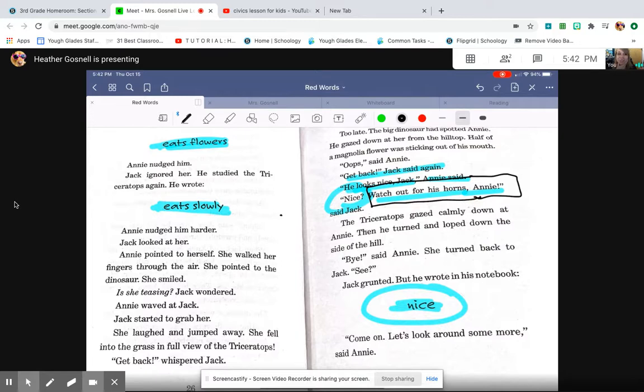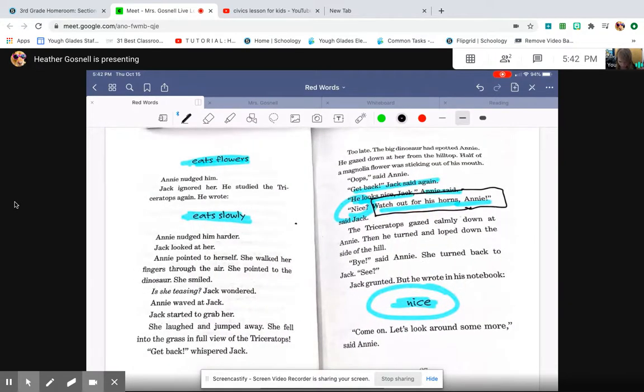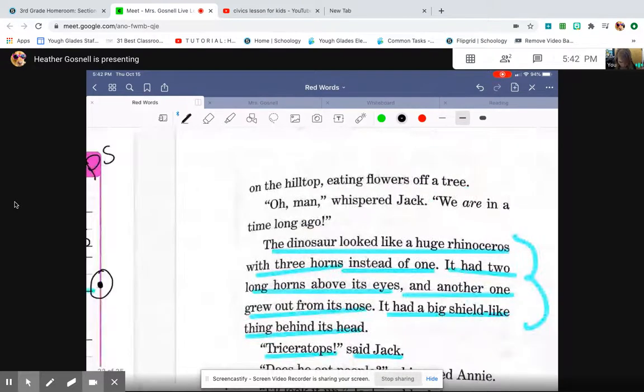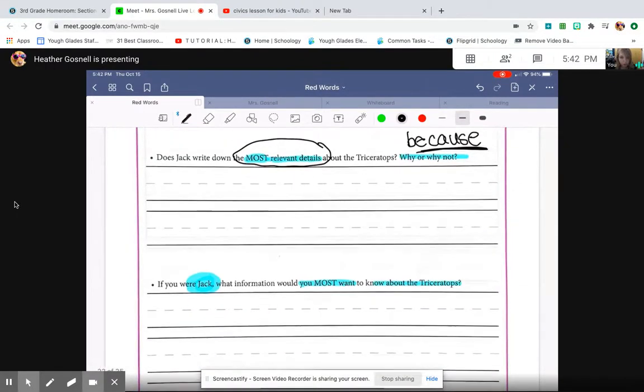I think Jack should research why the Triceratops has three horns and what they use them for. I think he should research that. What do you think? I bet there are more things in the text you could find out. Maybe Jack should research. Okay? Remember, you are Jack. What information would Jack most want to know about the Triceratops?